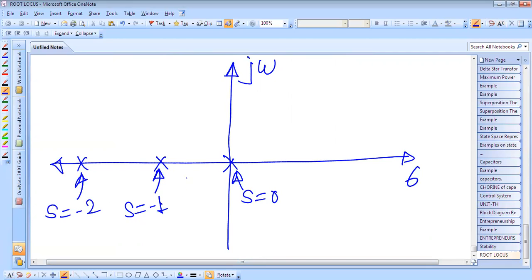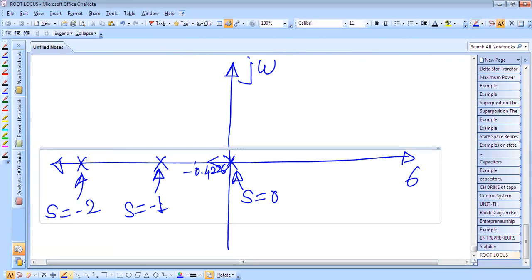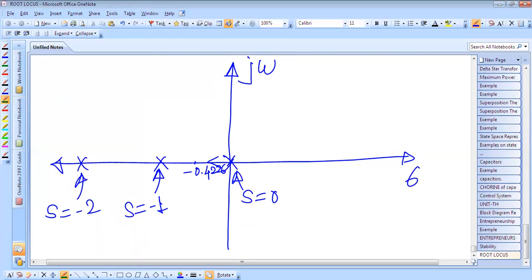Okay. And what was the breakaway point? The breakaway point was this, and the value of this breakaway point is minus 0.4226. So the root locus will start from the open loop poles, and it will move in this direction. This will move in this direction, and the second root locus will move in this direction. They will meet at this point, and this is the breakaway point.